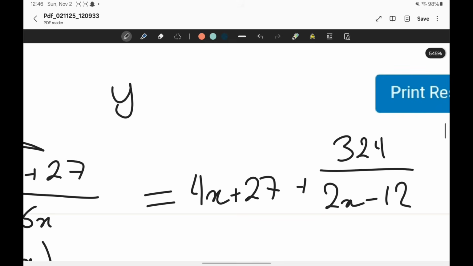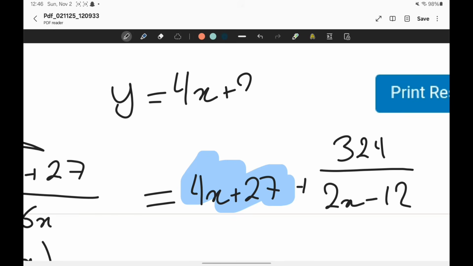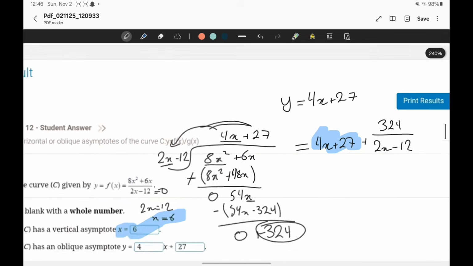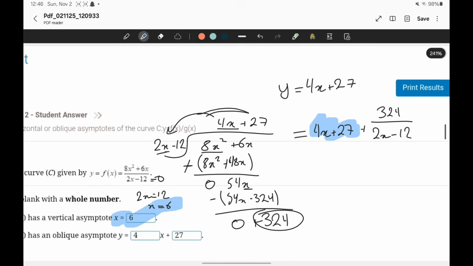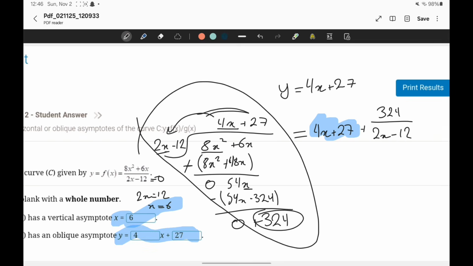We take only the whole part, which is this. We don't care about the remainder. So the oblique asymptote is y equals 4x plus 27, and that's your answer. Once again, I'm just dividing here. There are different ways to divide. If you have a way that's less complicated, go ahead. This is just the way I was using.